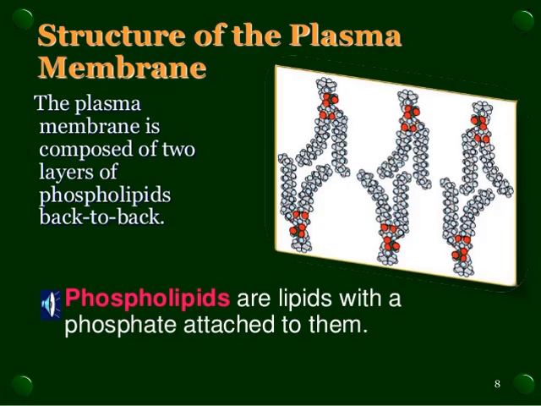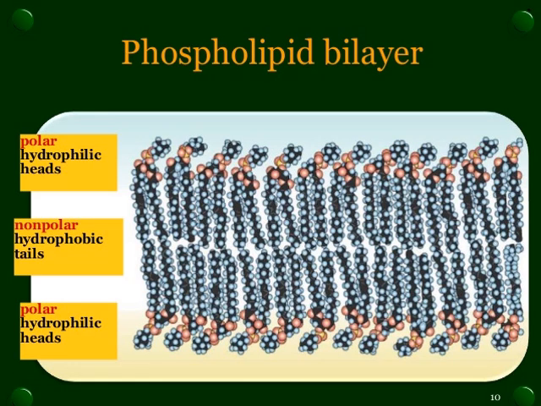The structure of the plasma membrane can be explained in many theories. Nearly 4 or 5 theories are regarding it. One among them is the most successful one. We can see one by one. The plasma membrane is composed of two layers of phospholipids which are connected in back-to-back positions. The phospholipids are the lipids with a phosphate attached to them. Here you can see the phospholipid bilayer.